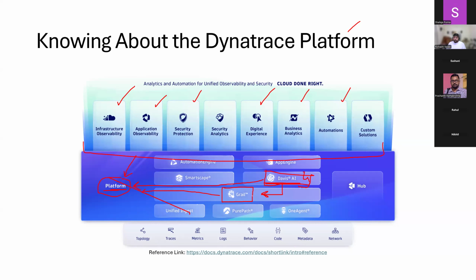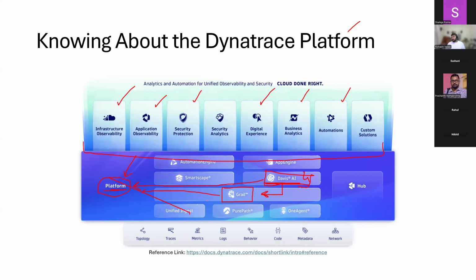So what is Grail? Grail is basically the data lakehouse of Dynatrace, over which we can do a lot of analytics. We can use it for predictions. We can use it to tell you what is really going to happen in the near future with your applications. It sounds too good to be true, but yes, that is where Dynatrace is already heading.